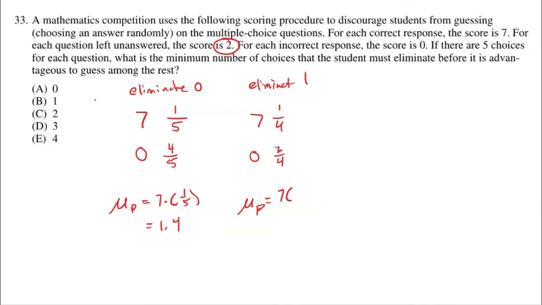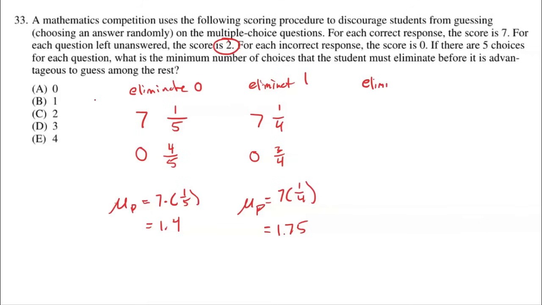Well, once again, we're just going to do 7 times 1/4. Technically, I need to do 0 times 3/4, but that's just going to be 0, so it doesn't matter. And 7 times 1/4 is 1.75. So once again, in the long run, if they eliminate one, it's still better to leave it unanswered, because in the long run, they're only going to get 1.75 points. They'd rather just leave it blank, because if you leave it blank, you get 2 points. So it's smarter to just leave it blank. All right, so let's move on to the next one.